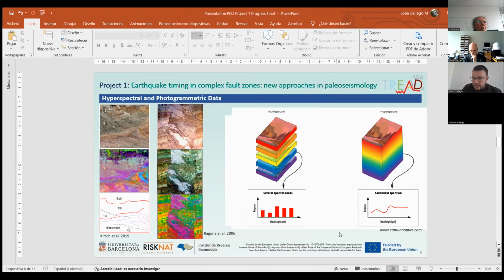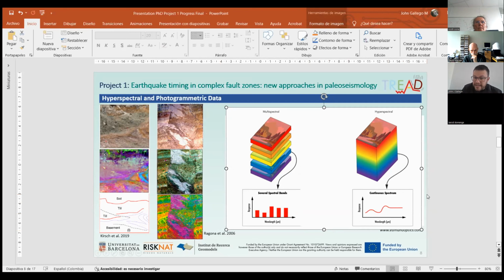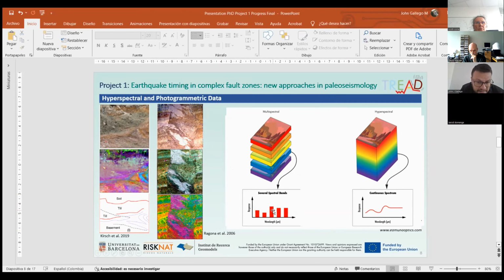So the advantage of this technique is that, instead of just a few bands of the multispectral imagery, we can have hundreds of bands, and we can have a spectrum that is related to the mineralogy and is really sensitive to moisture, to grain size, and also to the incidence of light and the position of the grain. And that's why it's suitable for paleoseismological assessment.